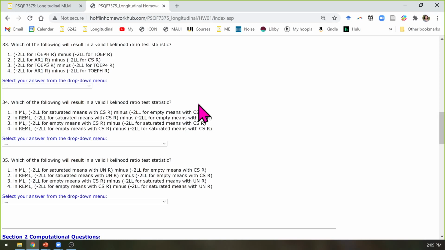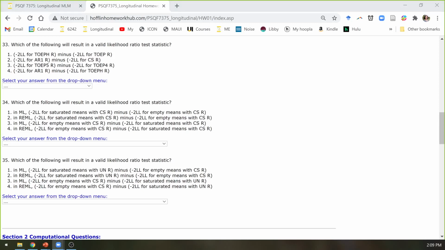The other thing to ask yourself is, are we talking about ML or are we talking about REML? The models to be compared under ML can differ in either their mean side or their variance side or both. So basically any kind of nested model comparison is acceptable in ML. If you're in REML, then the models to be compared can only differ in their variance side. So some of these options break that latter rule of using REML but then having two different means models.